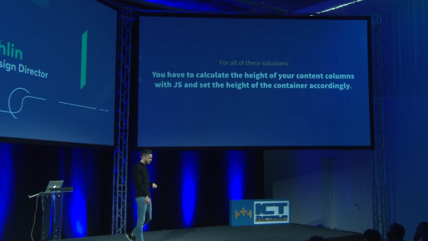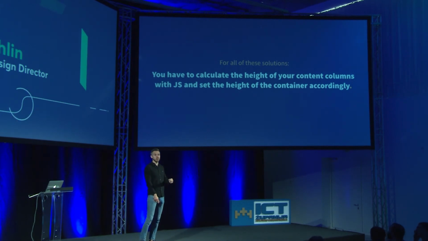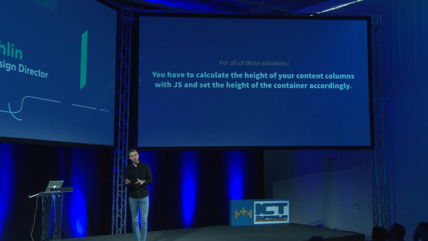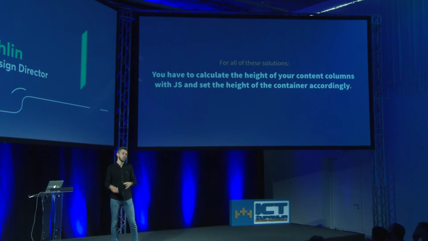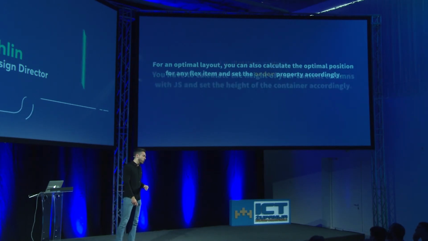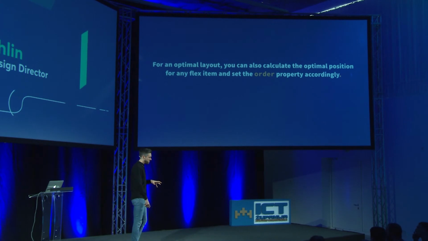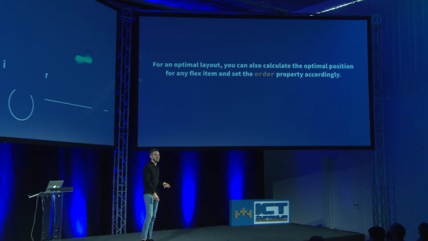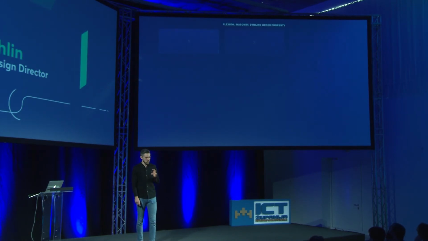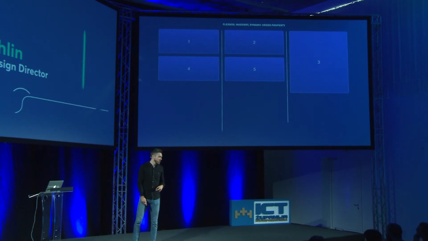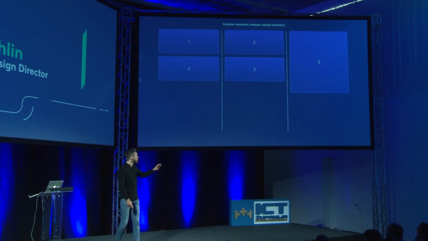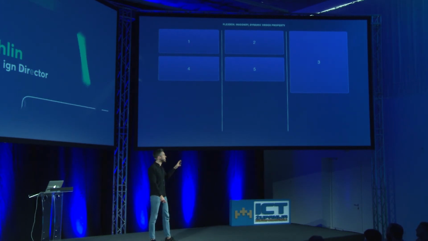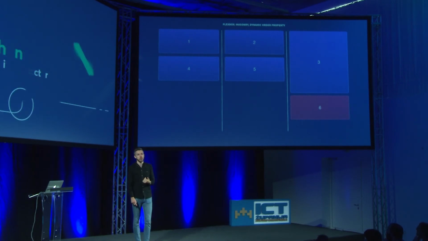pretty easily. But again, of course, for all of these solutions, we do have to calculate the height of the content columns with JS somehow, and then set the container height accordingly. The best thing, of course, would also be to calculate the optimal position for each flex item and set the order property accordingly. So often we can end up with layouts like this, where we have 1, 2, 3, 4, 5, and 3 is really big, which means we should not put the 6th item here.